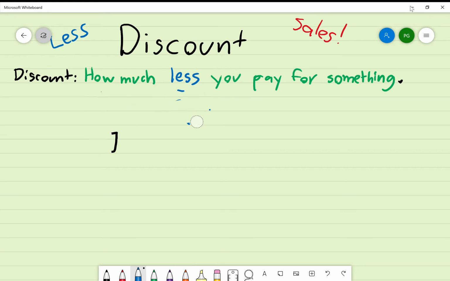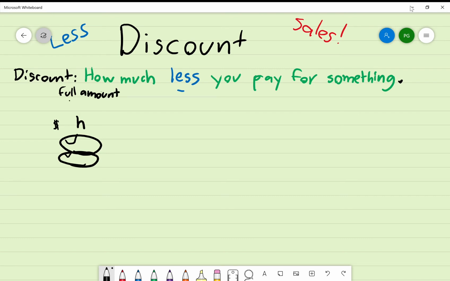So let's say that Juanita wanted to buy a pair of new shoes. Yes, this is me trying to draw shoes. Stop laughing. Juanita wants to buy a pair of shoes. Those shoes used to cost H dollars. Now, usually, if they're on full price, Juanita has to pay the full amount. The full amount as a percentage is always 100%. So Juanita would have to pay 100% of H.